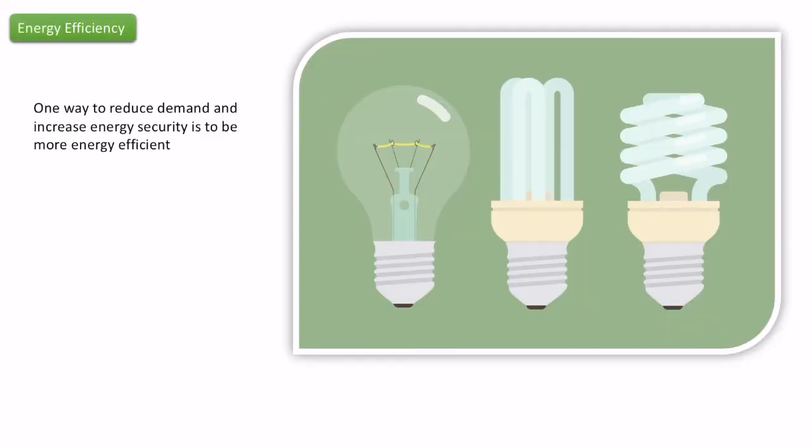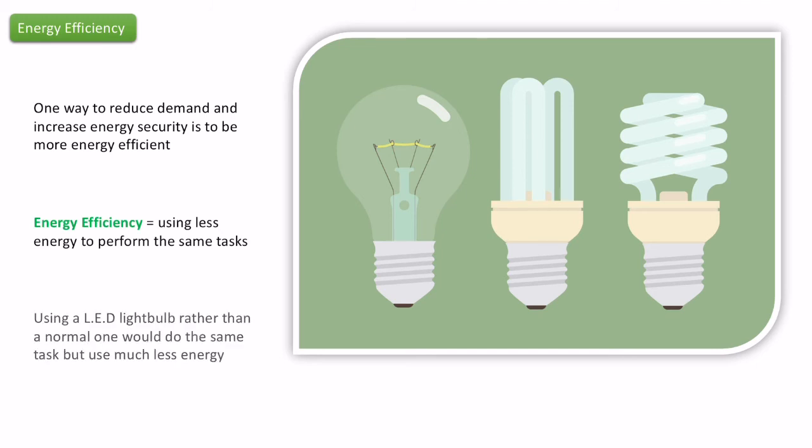One of the ways that we can reduce the demand in a country, but also globally, and help us improve energy security, is to be more energy efficient. Energy efficiency basically means using less energy to perform the same tasks. An example I've used here is to use an LED light rather than a normal light bulb, because it's doing the same task, but it uses a lot less energy to do the same thing.